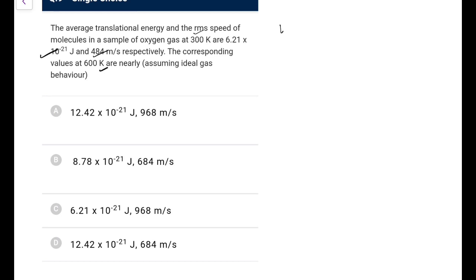So temperature is doubled, so Vrms is proportional to root T. If temperature is doubled, it will become root 2 times, so it will become 484 into root 2, let's say that is 1.4 roughly. So if I do 14 4s are 56, 14 8s are 112, and 11 goes there, and it would be 14 4s are 56 and 11, that is 67, so 677.6. So most appropriate is 684. I think that would be the closest one.